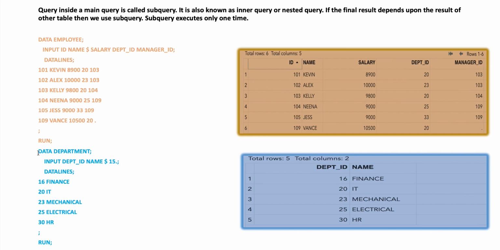Similarly, in the case of the second set of code, the dataset name is department. It has two variables and 5 records. When we run the second set of code, we will get the result as shown on the right side of the table. The second table represents the result, where it has two variables and 5 records. Between the employee and department tables, there is only one common variable. That variable name is department ID.